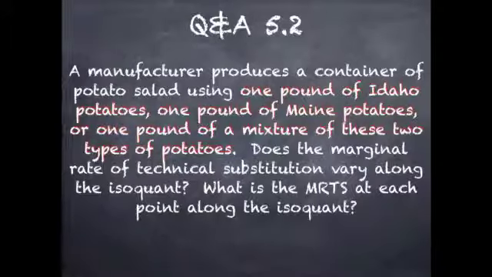And as you noticed here, we've put a shadow on this important piece of text, because it's giving us a very important piece of information, telling us that we can use a pound of Idaho potatoes, or we can use a pound of Maine potatoes, or we can use a pound of a mixture of these two types of potatoes. What this is telling us is that these inputs, Idaho potatoes and Maine potatoes, are perfect substitutes for one another. We can use a pound of one, a pound of the other, or we can mix them together and we get the same type of product. So they are perfect substitutes for one another.